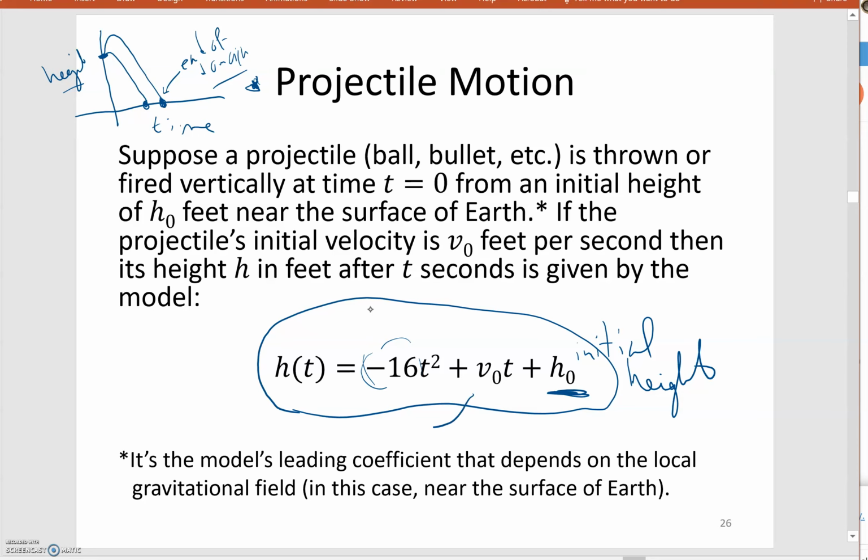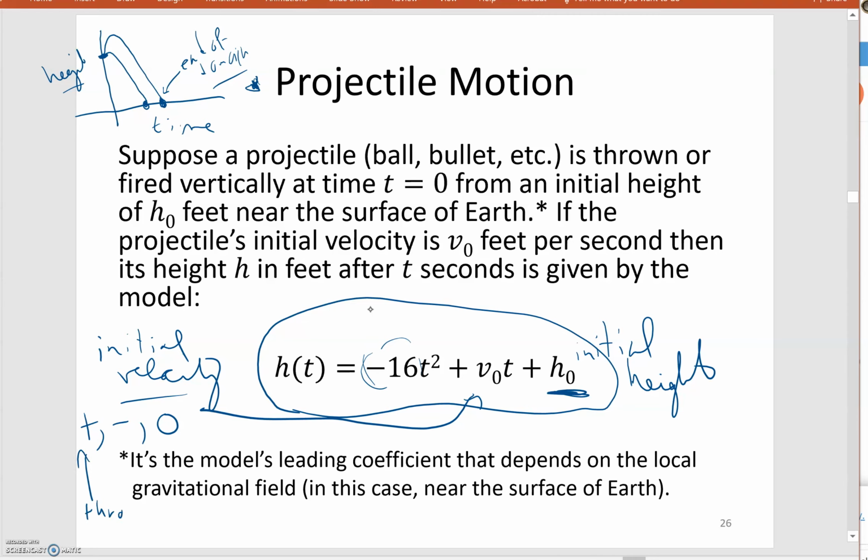V sub 0 is the initial velocity. But you need to understand a little bit more about initial velocity. Initial velocity can be positive, can be negative, and it can also be 0. And we need to be able to identify what scenario we're in, and it's pretty easy to do this. Basically, a positive initial velocity is when the object is thrown upwards.